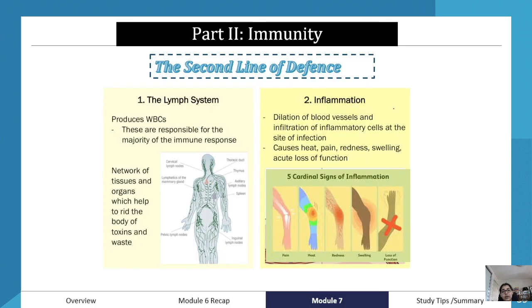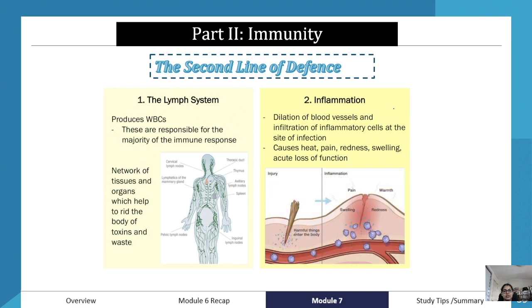The second line of defense is also part of the innate immunity, and it includes 4 specific things. It includes the lymph system, firstly. The lymph system produces the white blood cells, and these white blood cells are crucial for the majority of the immune response. They're basically networks of tissues and organs which help to rid the body of toxins.